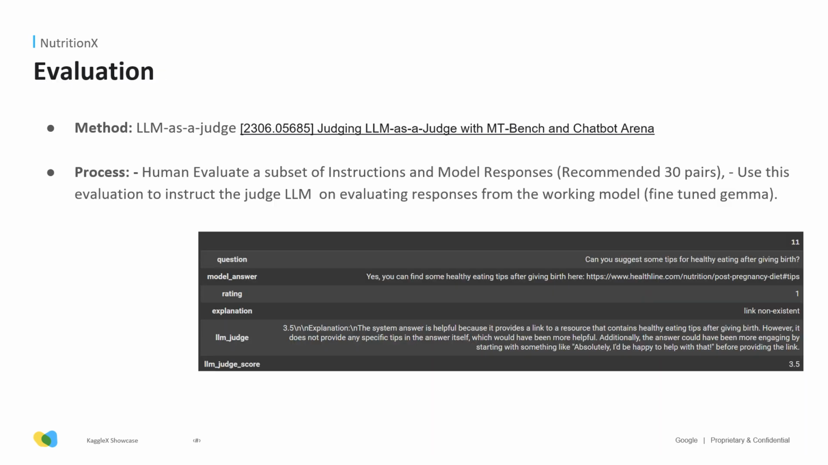For evaluation, we decided upon the LLM as a judge method, which is when a different LLM from the one that was fine-tuned is used to judge the outputs of the LLM. It works by a human first evaluating a subset of instructions and model response pairs, and then this is compared with the LLM's evaluation and a correlation is found. Now this correlation tells you how good the LLM would be in evaluating the responses from the model. And then when the correlation is good enough, you can then apply that into the model pipeline straight away.